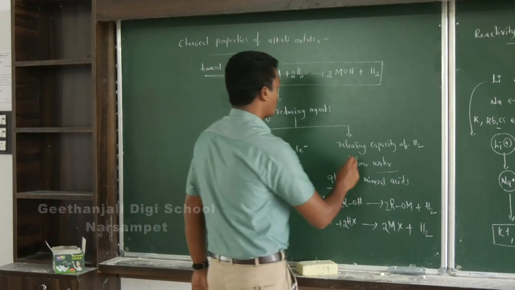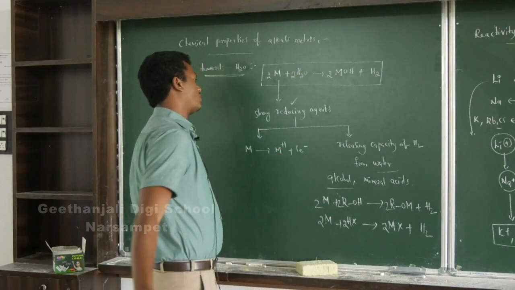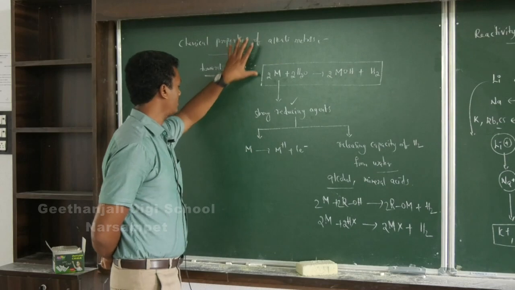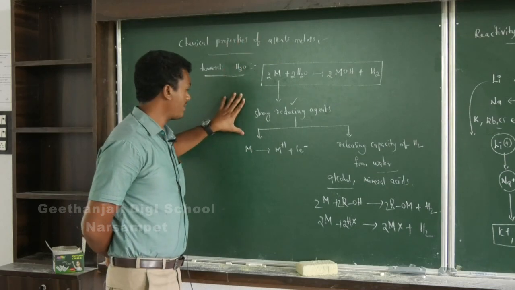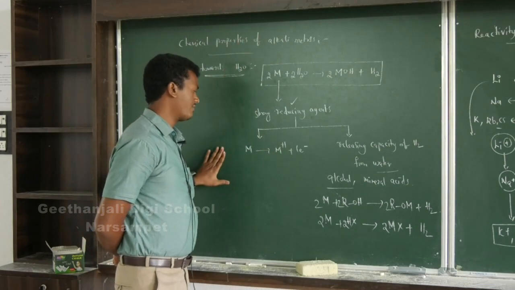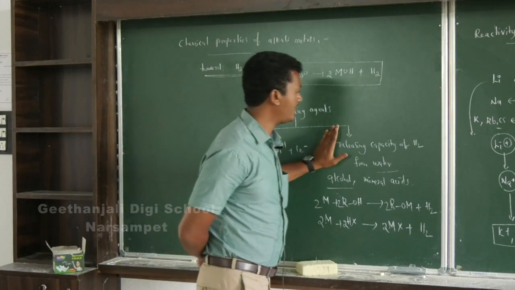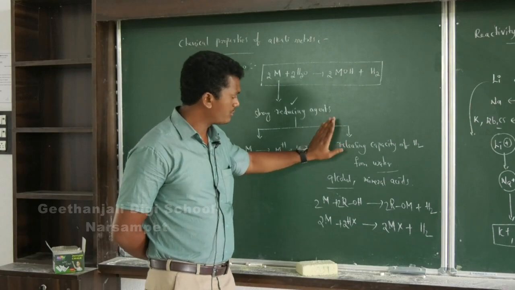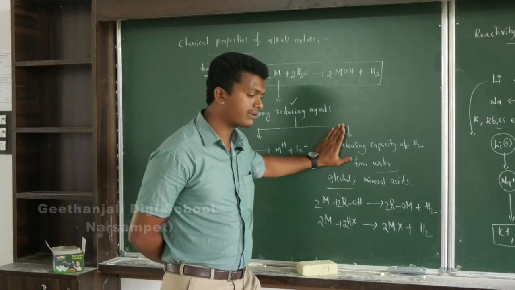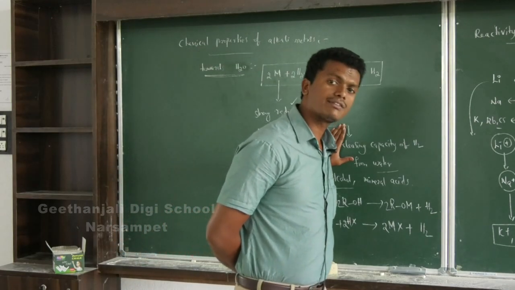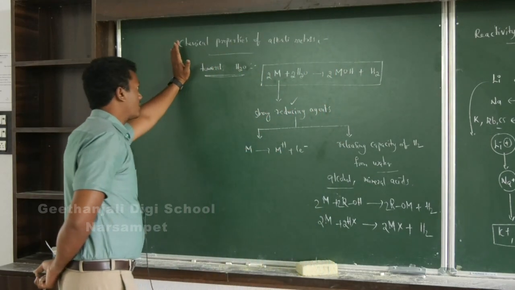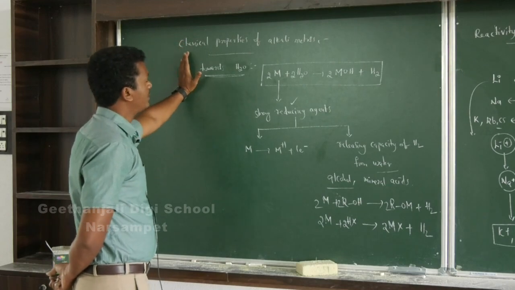So the alkali metals are strong reducing agents. The reducing nature of these alkali metals will be decided by the releasing capacity of electrons from their last shells, and the releasing capacity of hydrogen from acids, or from water, or from alcohol, or from any compound containing acidic hydrogen. So the reactivity towards water increases down the group.